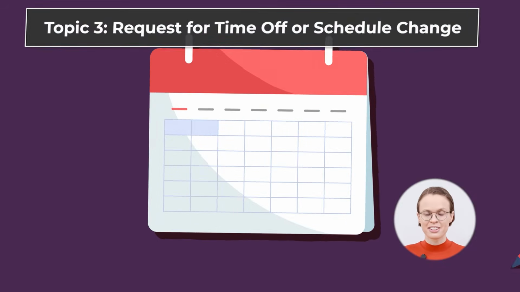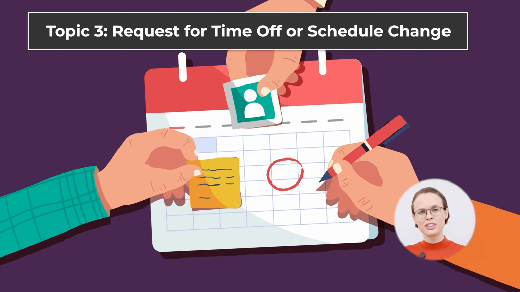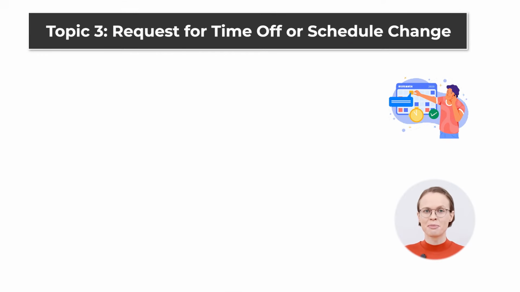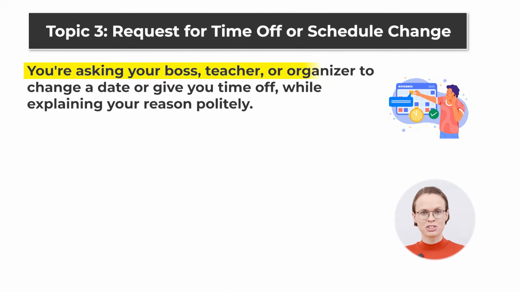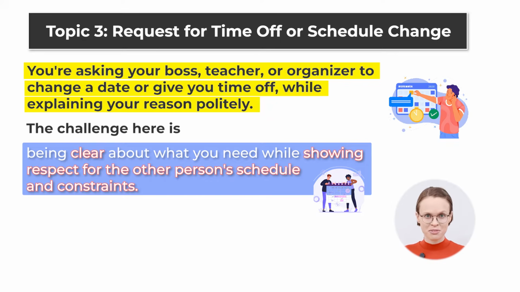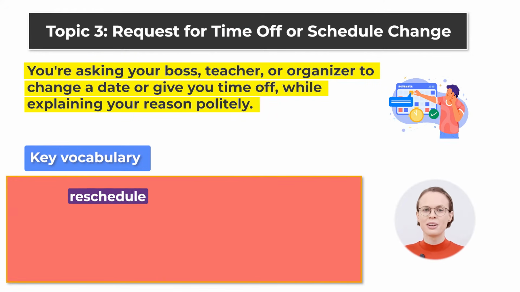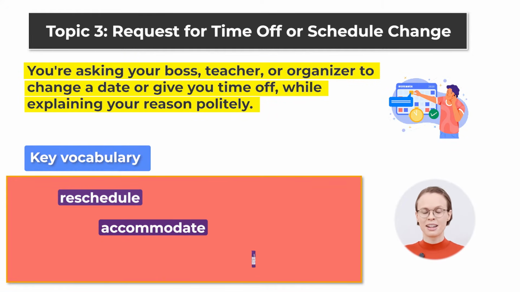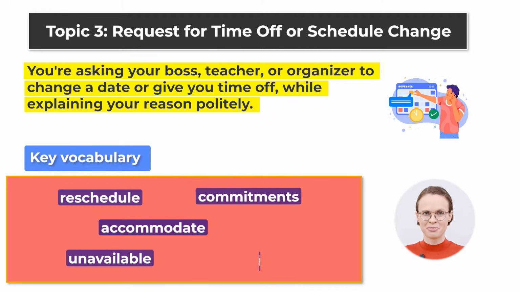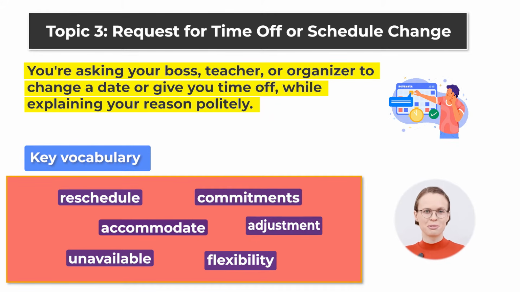The next topic is the request for time off or schedule change. In this email, you're asking your boss, teacher, or organizer to change a date or give you time off while explaining your reason politely. The challenge here is being clear about what you need while showing respect for the other person's schedule and constraints. Key vocabulary includes reschedule, accommodate, unavailable, commitments, flexibility, and adjustment.